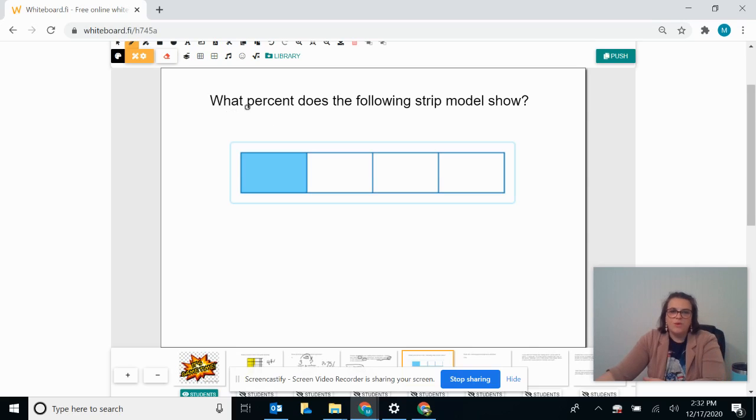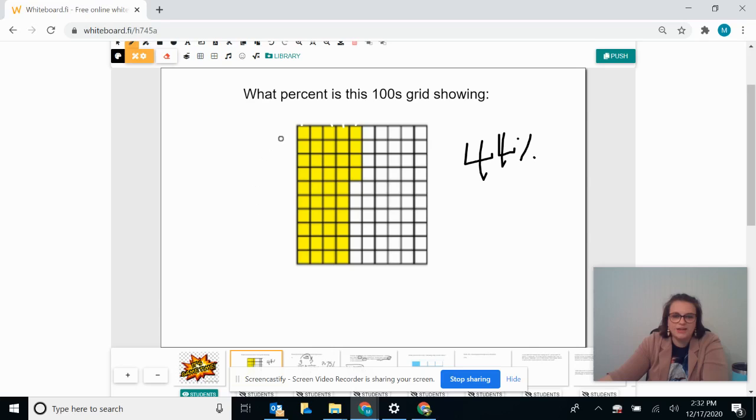This next question, what percent does the following strip model show? It's asking what percent of this shape is shaded in blue, all right? For any type of shape and shading you do, you're going to want to find, one, how many pieces there are in all, and how many pieces are shaded in. In this, like just over here, if we had counted it up, we would have found that there were 100 pieces in all, and we found that there were 44 pieces shaded in.